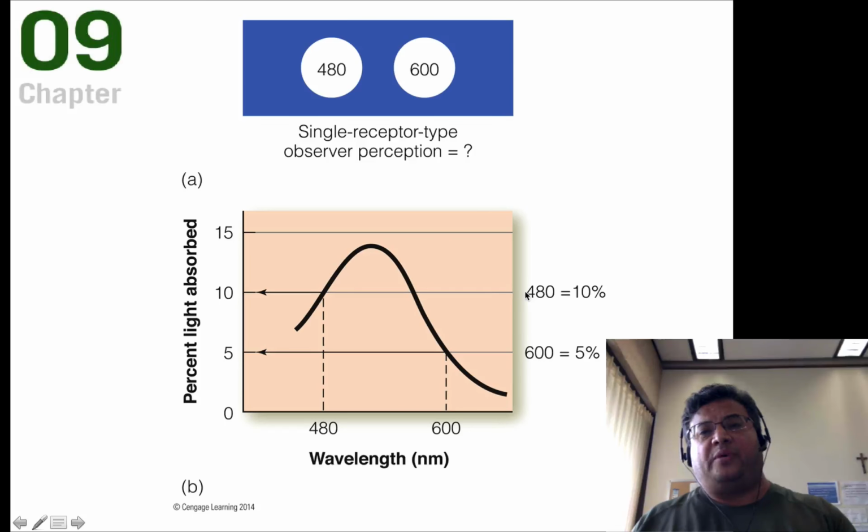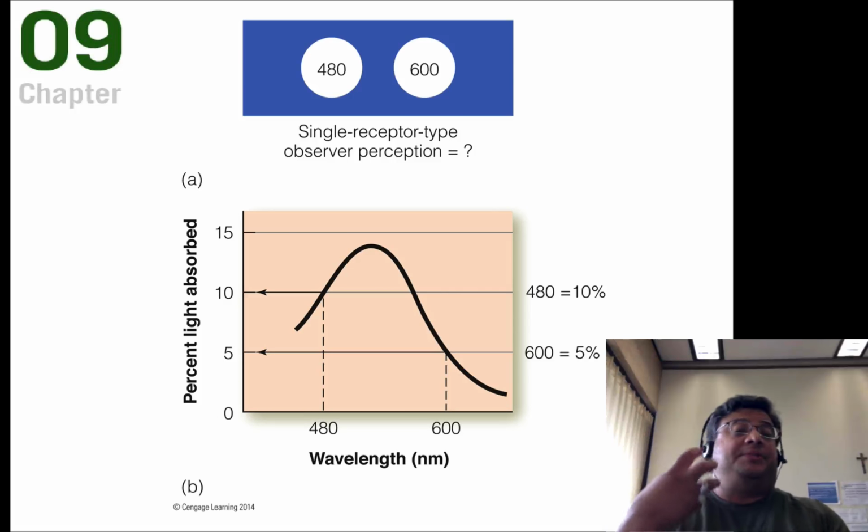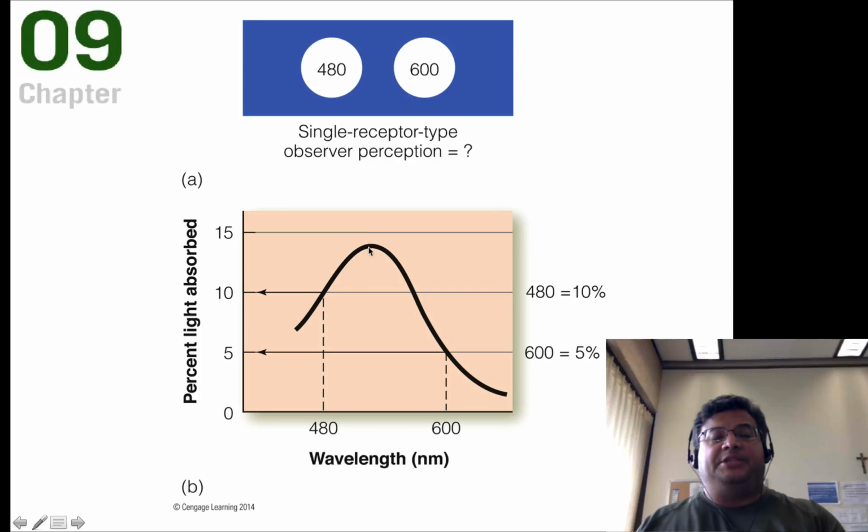So if I'm shining it at 480, you're only going to light that receptor up about 10%. And if I'm shining it at 600 nanometers, you're only going to light that receptor up at 5%. So the only thing you're going to perceive there is a gradual brightening in the intensity of the perception that you see. The maximum intensity is going to happen right about here, which I guess is roughly 500-ish nanometers. That's where you're going to see that color maximally bright. But at 480 or 600, it's going to be much less intense.